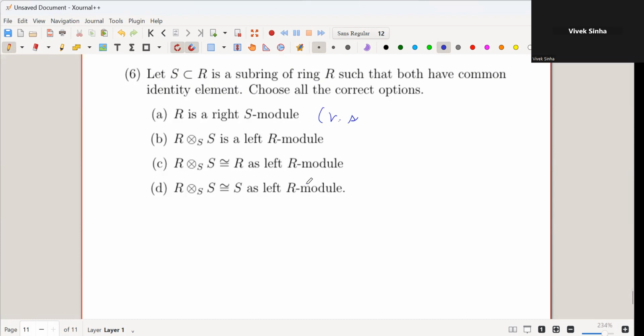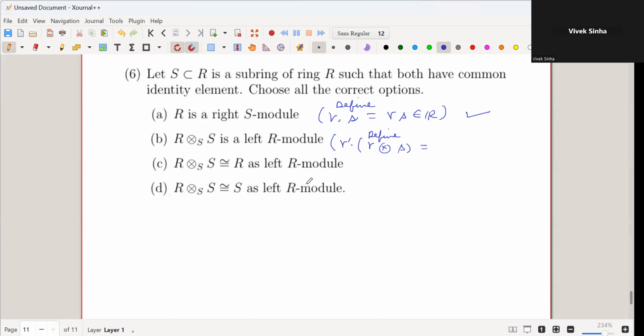so the element of S should operate from the right. You just define the multiplication as RS. Of course it lies inside R. So this will make it a right S module. You can check. Okay. Second is R tensor with S is a left R module. Here the multiplication is from the left, and the element R dash I will take, R dash times R tensor S. On R tensor S, it will operate.